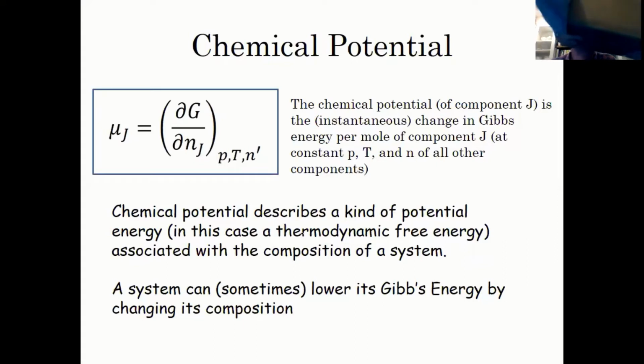And a system can sometimes lower its Gibbs energy by changing its composition. I know that smells like that now. It's goat milk soap. We just got some goat milk soap in our mailbox, and my wife is telling me that it's stinking up the house and the kitchen. Important things, just like chemical potential. All right.